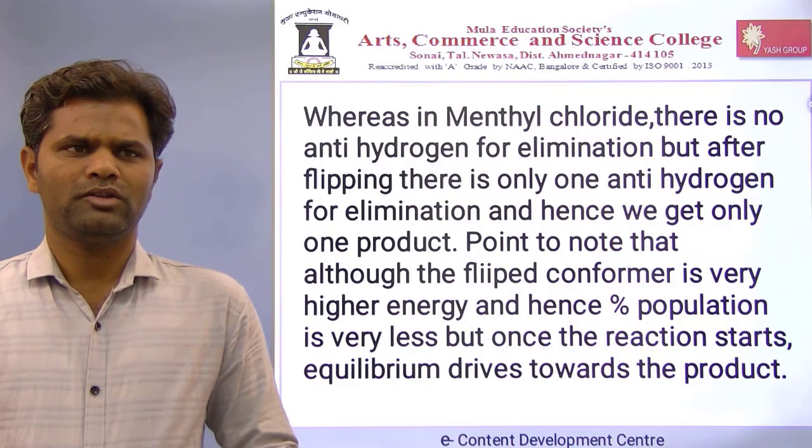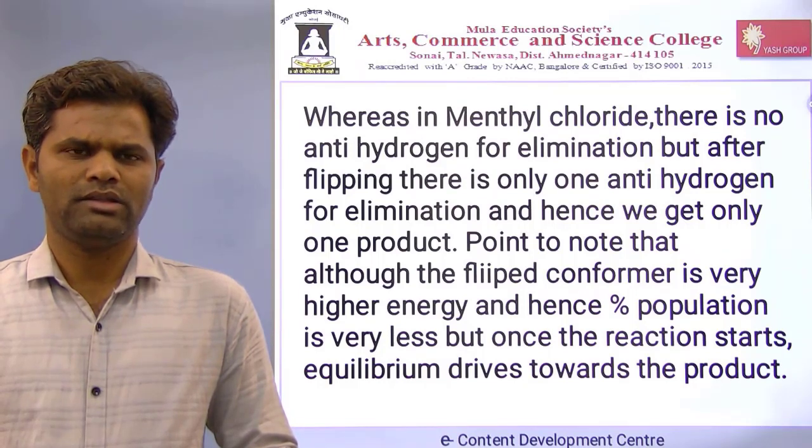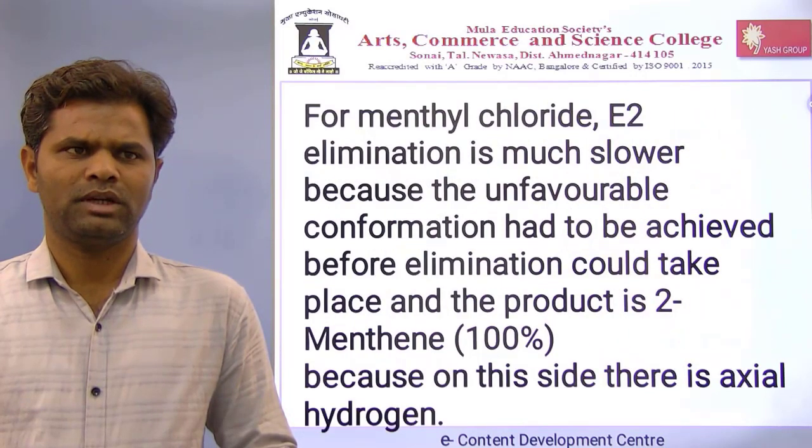In menthyl chloride, there is no anti hydrogen for elimination, but after ring flipping, there is only one anti hydrogen for elimination, and hence we get only one product. Point to note that although the flipped conformer is very high in energy and hence its percentage population is very low, once the reaction starts, the equilibrium drives towards the product.